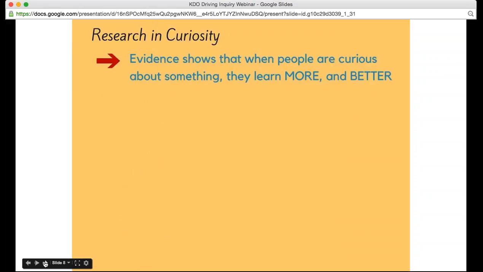The first thing we're going to think about is what we already know about curiosity. There is a body of evidence that shows that curiosity is essential to learning. And evidence shows that when people are interested and curious about something, they're going to learn more and they're going to learn better.